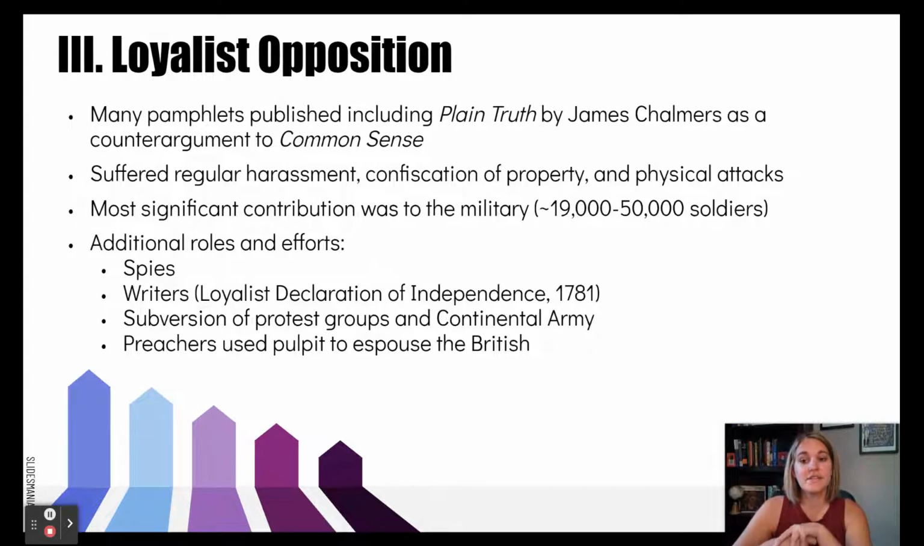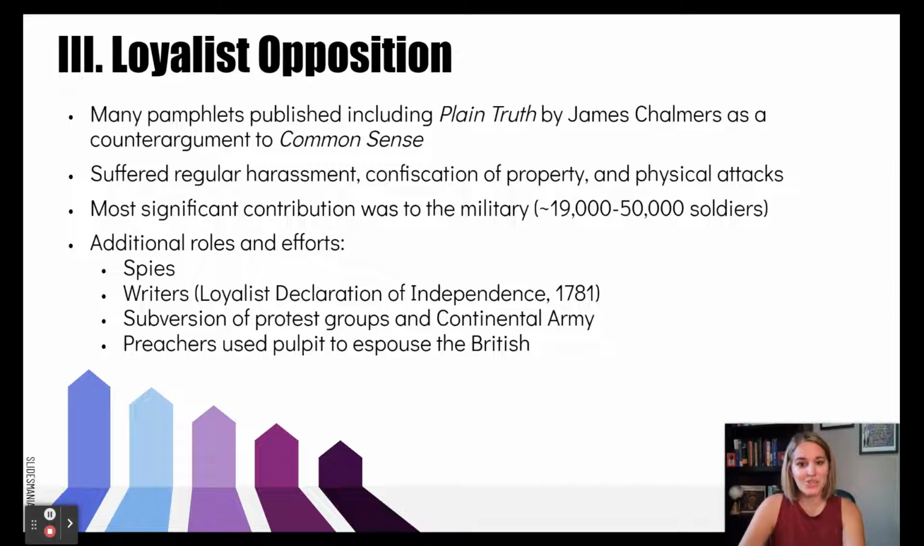So what are some of the ways that Loyalists behaved? What are some of the things that they did during the war? Well, they published some pamphlets. One of the most famous ones was called Plain Truth, which you can think about as playing off of the title of Thomas Paine's Common Sense. And it really was the counter argument, saying that this book, Common Sense, isn't actually common sense.